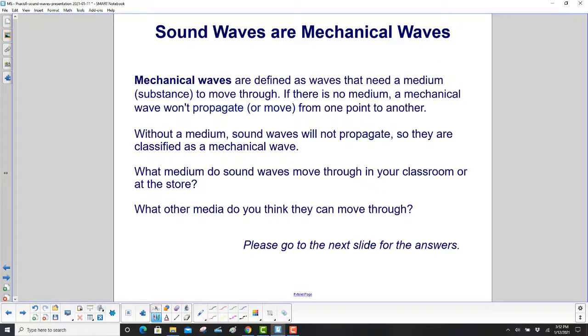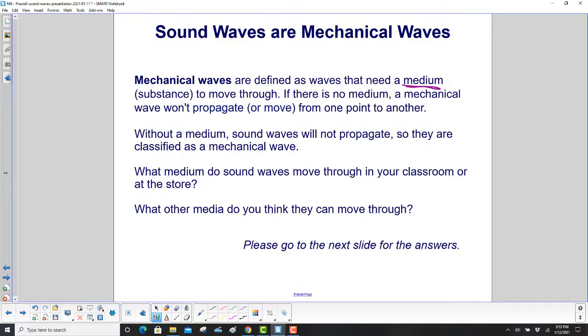Sound waves are mechanical waves. Mechanical waves are defined as waves that need a medium, which is some kind of substance, to move through. If there is no medium, a mechanical wave won't propagate or move from one point to another. Without a medium, sound waves will not propagate, so they are classified as a mechanical wave.